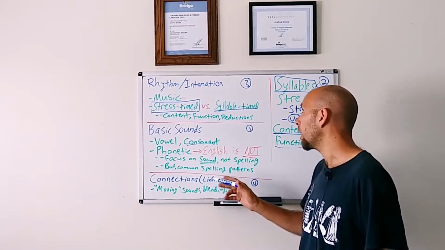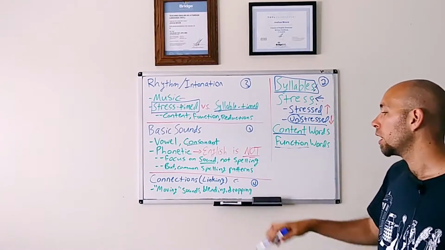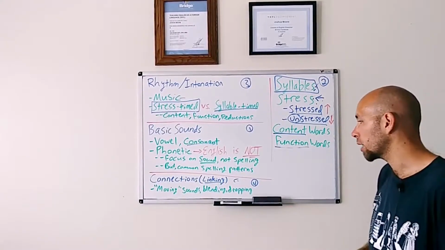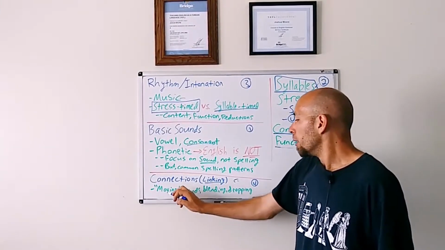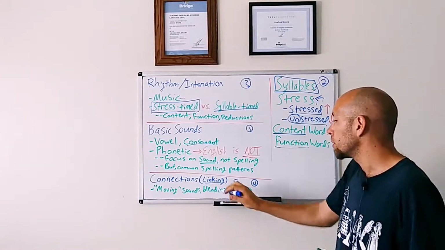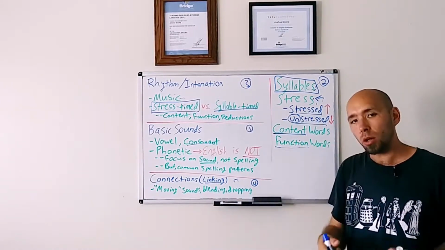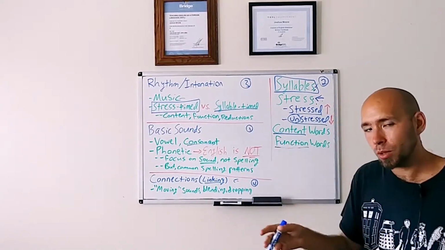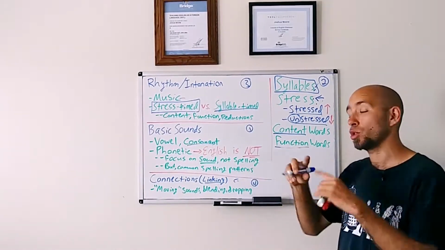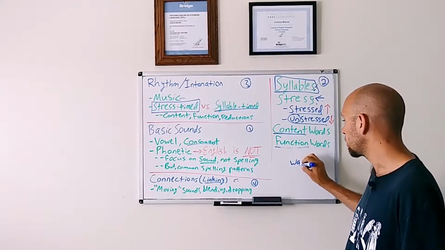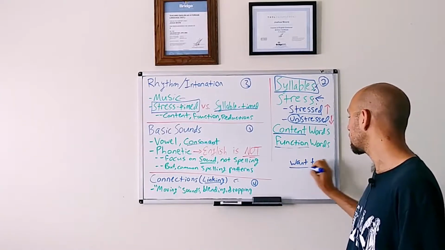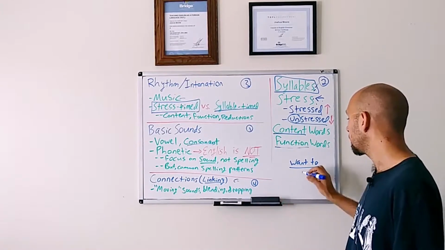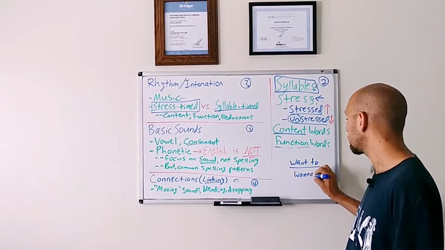Lastly, we have our connections, commonly referred to as linking. I like to use the word connections because I just like that, but this is about moving sounds, blending and dropping between words. Occasionally, some of these rules can apply inside of a word, but usually we're focused on between words. So when we saw want to, this often becomes wanna. That's not a W. This often becomes wanna. That's how we would spell it.